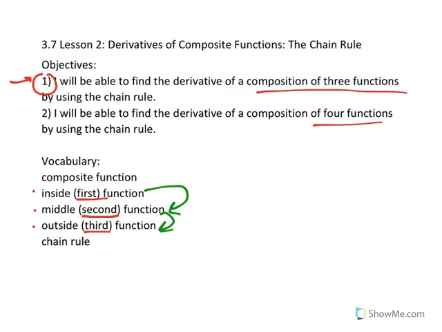So we just looked at objective 1. You'll be able to find the derivative of a composition of three functions by using the chain rule. And now we'd like to take a look at what a problem might look like where you have a composition of four functions. As we saw with objective 1, when you had a composition of three functions, you had to use the chain rule twice. So when you have a composition of four functions, you would have to use the chain rule 3 times. So you'll be able to find the derivative of a composition of four functions by using the chain rule. So let's take a look at a composition of four functions.